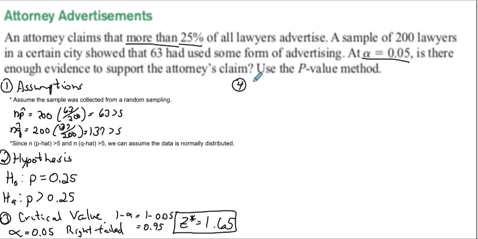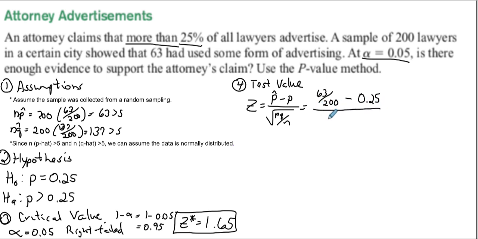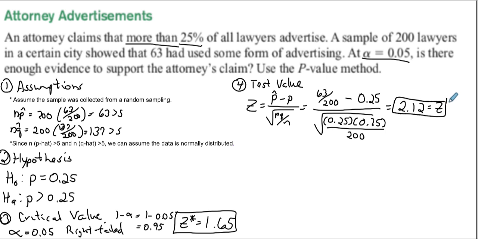Step 4, find our test value by using our formula. Z is equal to p hat minus p divided by the square root of p times q divided by n. So p hat will be 63 over 200 minus 0.25 divided by the square root of 0.25 times 1 minus 0.25 or 0.75 divided by 200. Type that into my calculator and I end up with a test value of 2.12. So that is my z value.